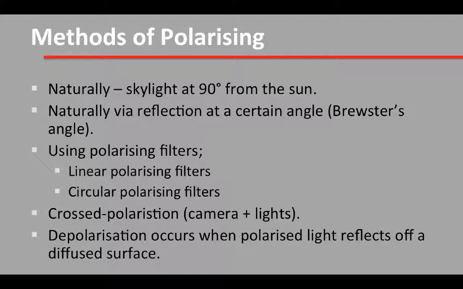Cross polarization, I've spoken about that, where we put a polarizing filter on the camera and the lights. And also we can depolarize light. Polarized light can be depolarized when it's scattered or reflected off a diffuse surface. So either transmitted through a material or reflected off a diffuse surface, that will depolarize polarized light.